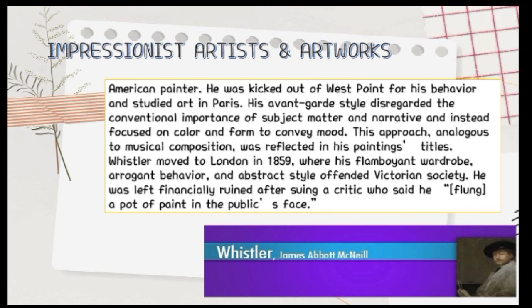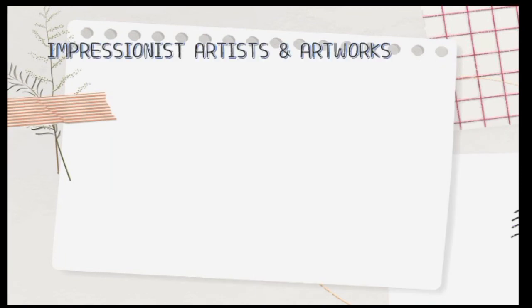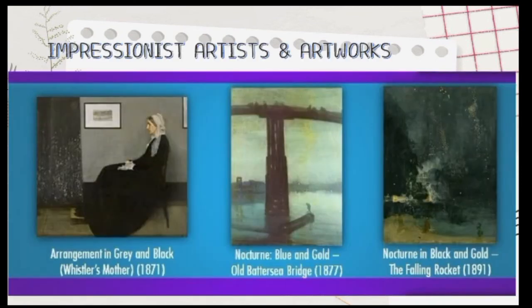He was left financially ruined after suing a critic who said he flung a pot of paint in the public's face. James Abbott McNeill Whistler was an American artist active during the American Gilded Age and based primarily in the United Kingdom. He was averse to sentimentality and moral allusion in painting, and a leading proponent of the credo, art for art's sake. His artworks are Arrangement in Gray and Black, Whistler's Mother, 1871, Nocturne in Blue and Gold, Old Battersea Bridge, 1877, and Nocturne in Black and Gold, The Falling Rocket, 1891.